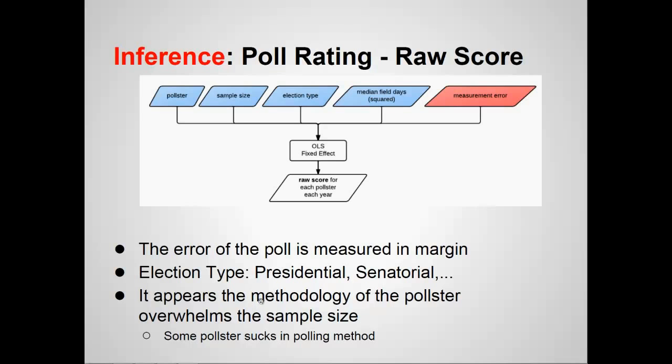So one thing Nate Silver finds here is that the sample size does not appear to have a large effect, which is quite surprising if you know something about survey statistics. So it suggests that actually the methodologies each poll used are very different, and they just overwhelm the sample size. So what you can actually infer from that is some pollsters just suck in polling method.